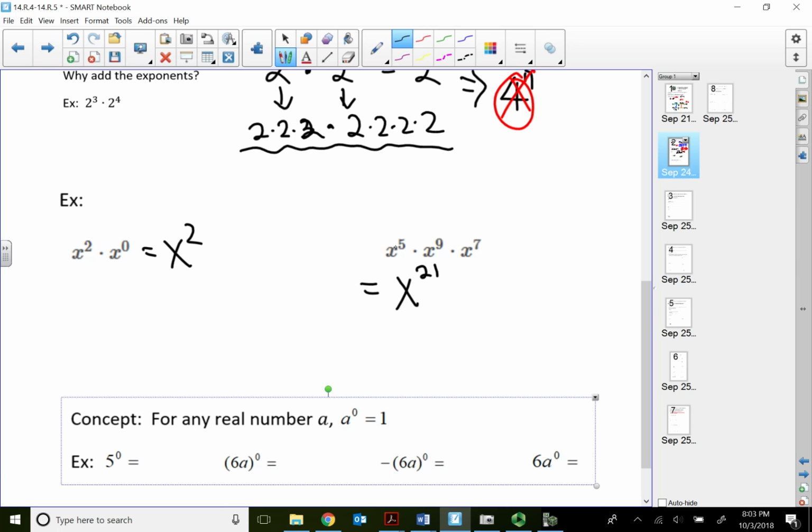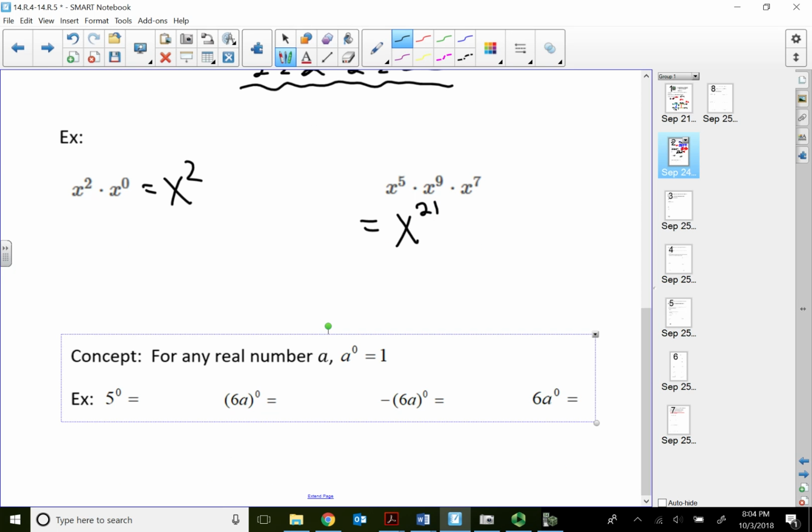What that means is, in the front I have 5 x's being multiplied, here I have 9 of them being multiplied, and I'm just not writing all of them out. On the back, there are 7 more x's being multiplied. So if you write everything out, there should be 21 of those x's being multiplied. That's the reason why we add the exponents. All right, so let's practice.